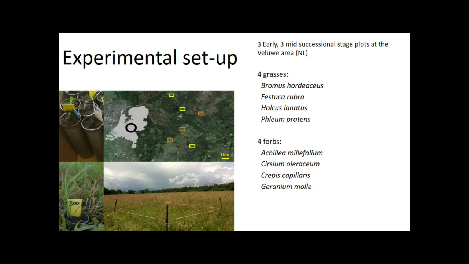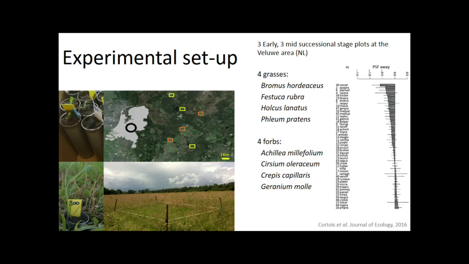I did test this with the core rotation experiment in the Netherlands, on the Veluwe area, which is in the middle of the Netherlands. I had 3 plots with early successional stages, those orange ones, and 3 with mid-successional stage plots. And I had 8 plant species which I tested, 4 grasses and 4 forbs. I also split them up according to the plant-soil feedback, so 4 of them have a positive plant-soil feedback and 4 of them a negative.